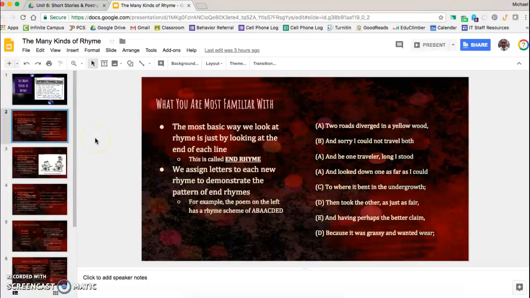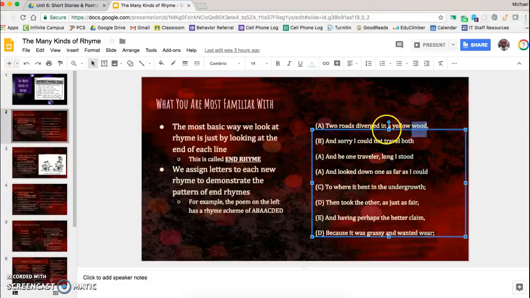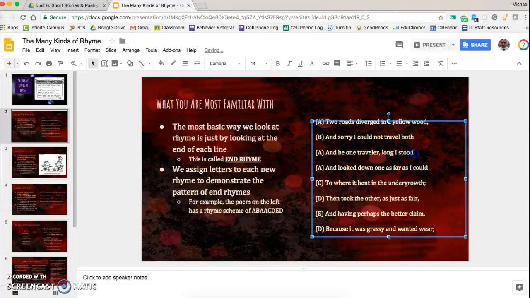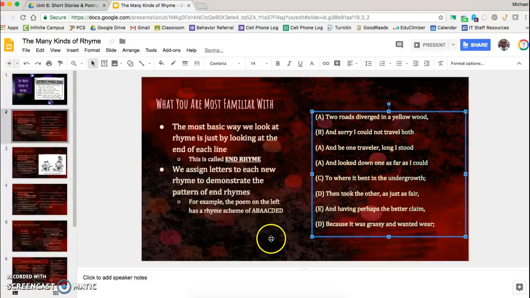This first slide just goes through the ways that you've already seen and talked about rhyme. So usually you talk about rhyme with the very end of a line, and what we call that specific kind is an end rhyme, obviously because it's at the end of a line of poetry. So in this one, would rhymes with stood and could. Fair rhymes with where. Okay, so that's not too tricky for anybody to understand.